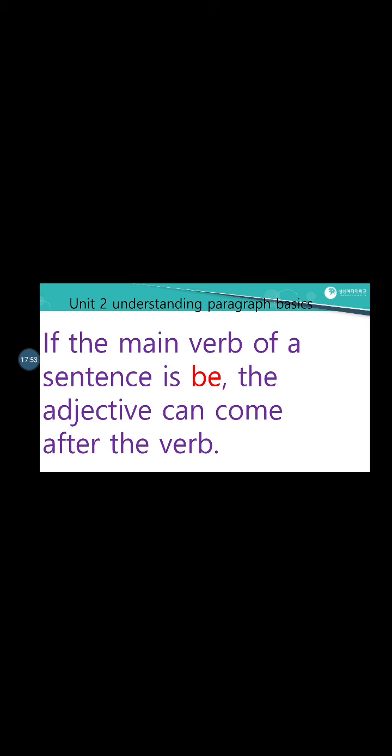Now, if the main verb of a sentence is be, the adjective can come after the verb. Okay, so please remember this rule. It might be important. If the main verb of a sentence is be, the adjective can come after the verb.